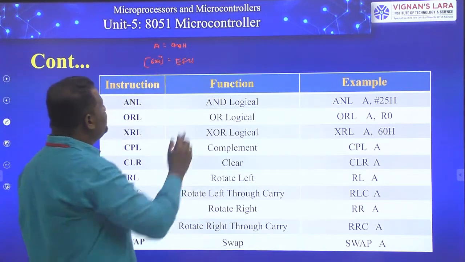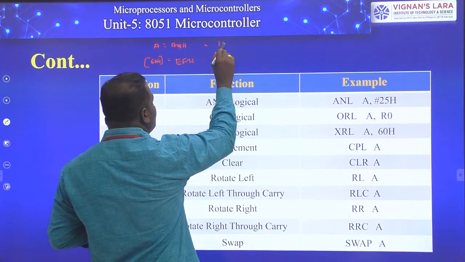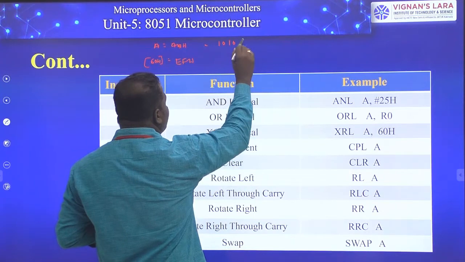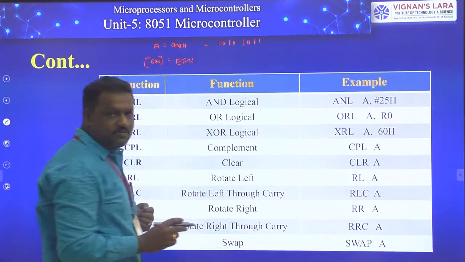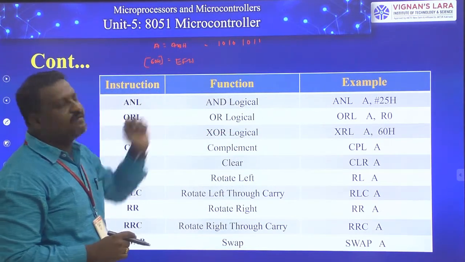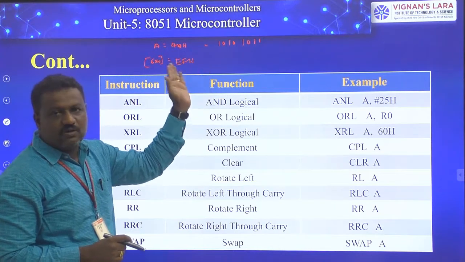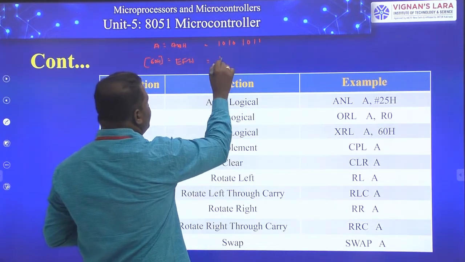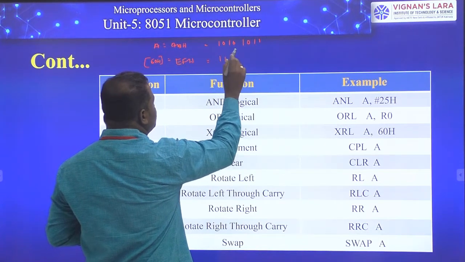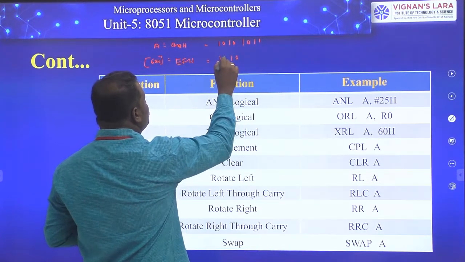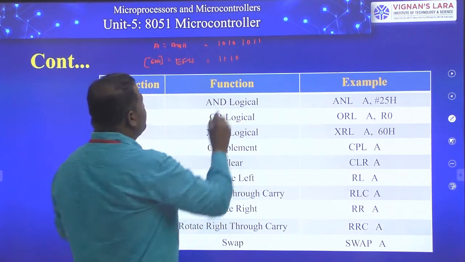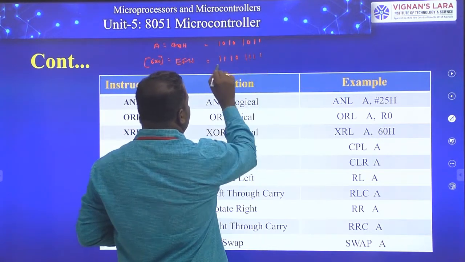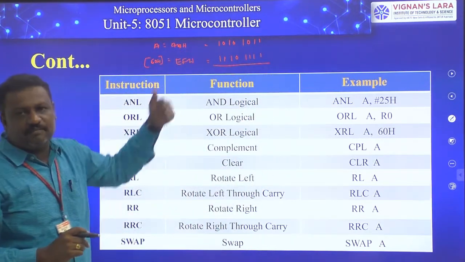So what is their binary equivalent? For AB, A is 1010 and B is 1011. So ABH equivalent is 1010 1011. And coming to EFH, it is 1110 and then four ones. Now do logical XOR between these.